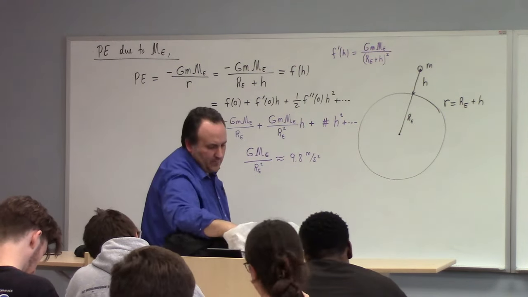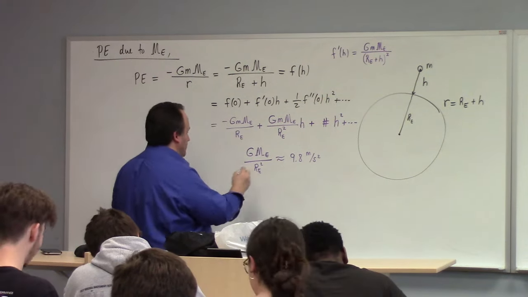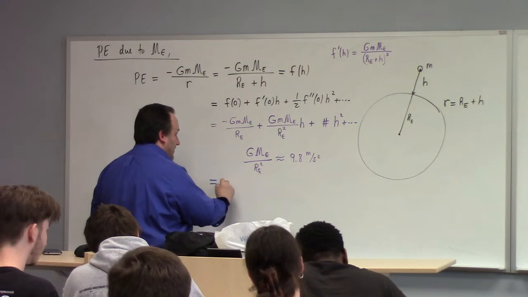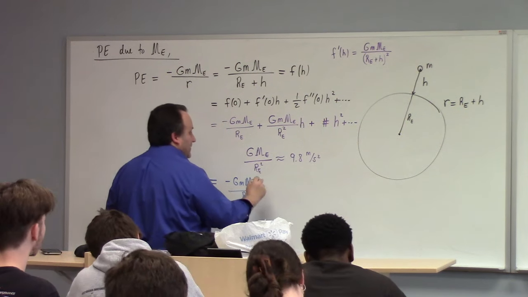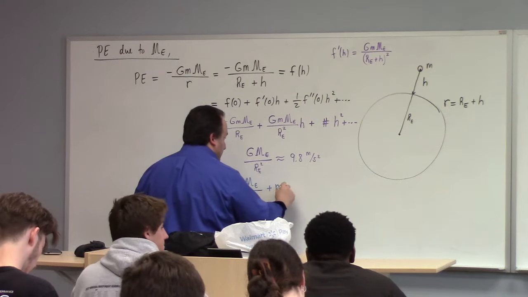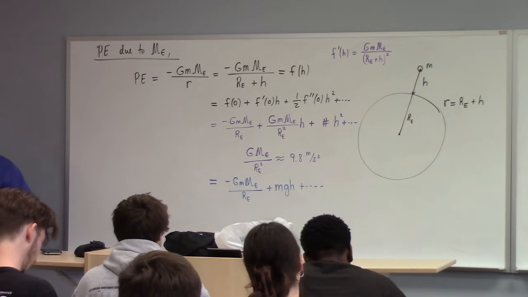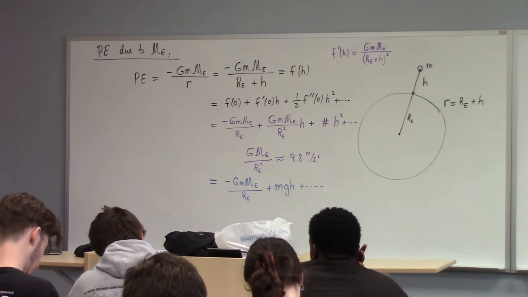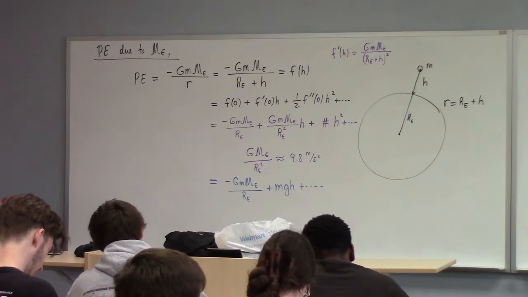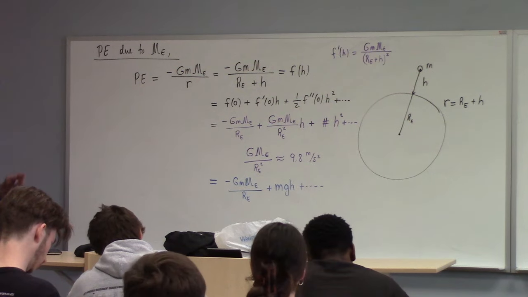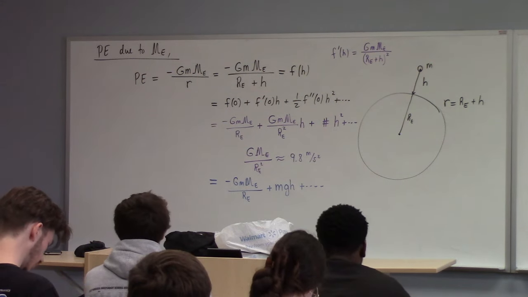So the formula that you're looking at here is literally just equal to minus GM mass of the Earth divided by the radius of the Earth, essentially, plus mgh, and then plus higher order terms. So this is why, among other reasons, it's okay for us to use potential energy as mgh near the surface of the Earth, because that is nothing more than the Taylor expansion of the true potential energy due to the Earth's gravity.